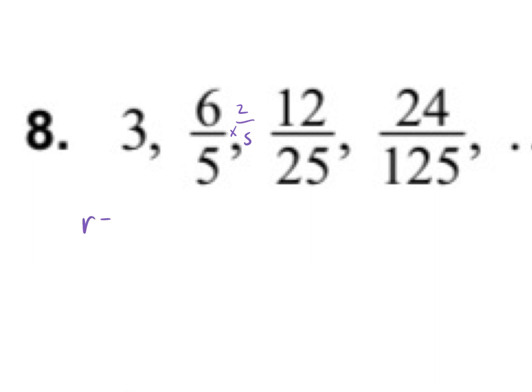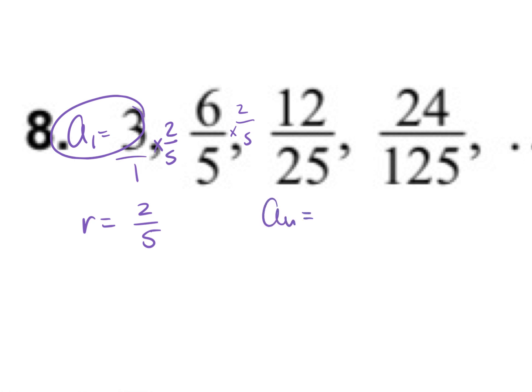So what's my common ratio? 2/5, 2 over 5. What's my first term? 3. So let's plug everything in. A sub n is equal to 3 times 2/5 to the power of n minus 1.